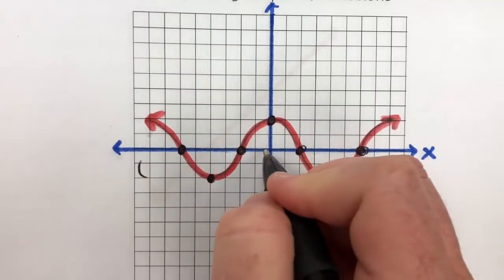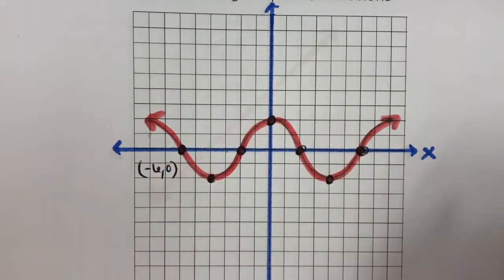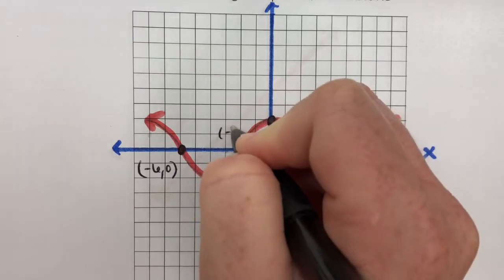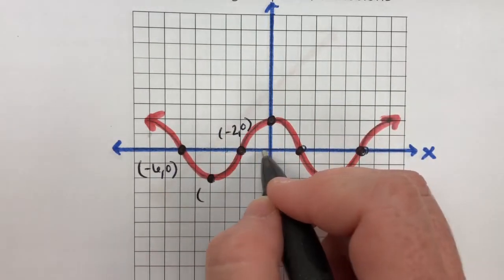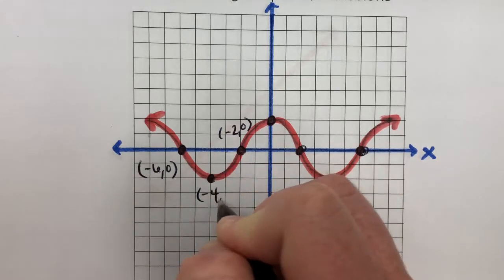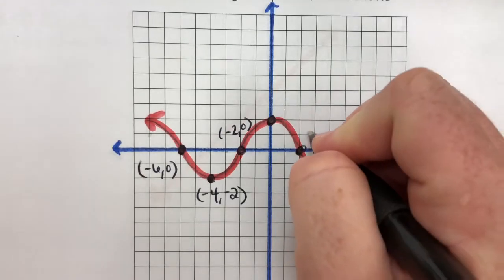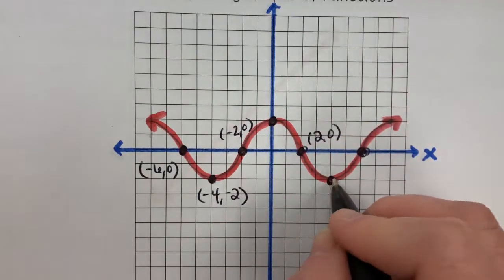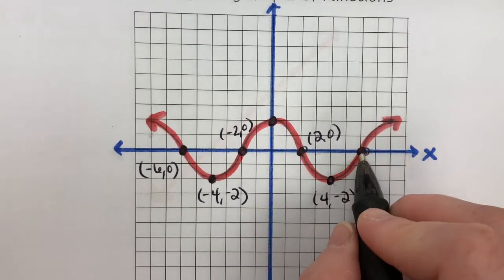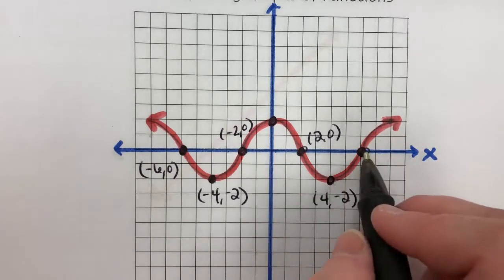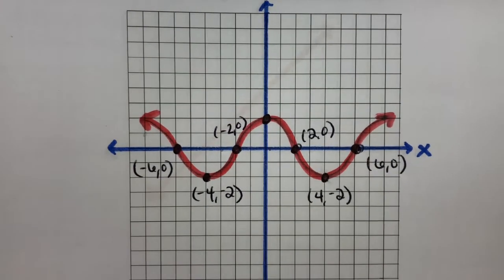Okay, so this point is (-6, 0). This one is at (-2, 0). This bottom point is at (-4, -2). This point right here is at (2, 0). This point is at (4, -2). And this dot where I cross the x-axis is at (6, 0). Okay, so now I can start analyzing.